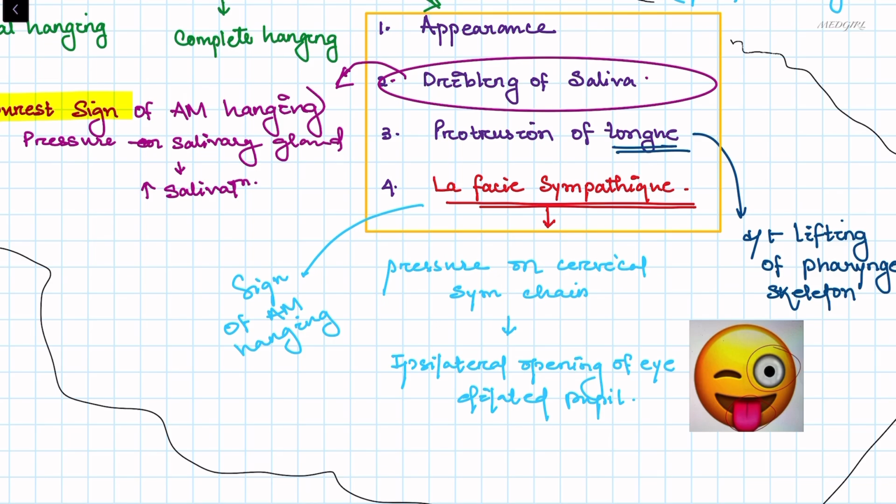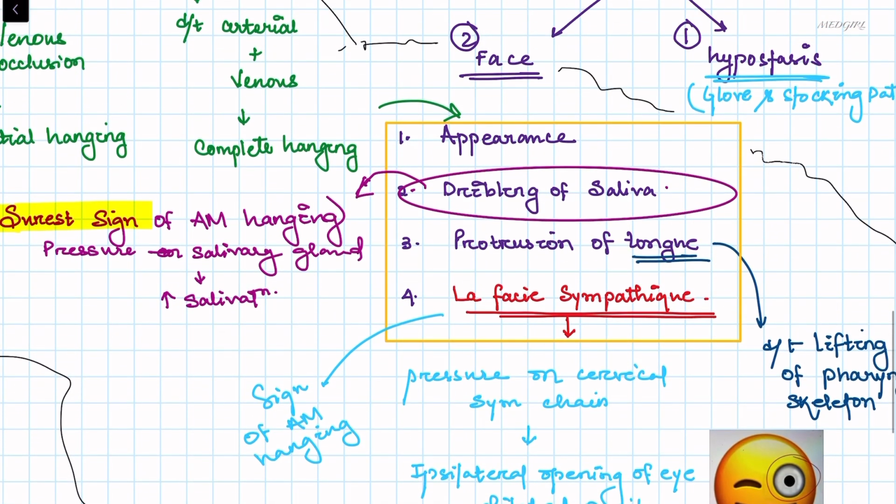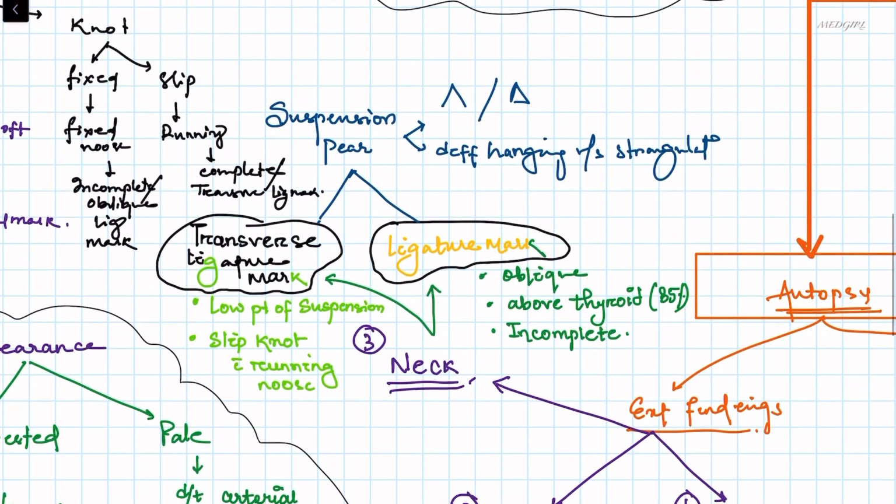It actually represents this la facies sympathicae. So this is about the face. Now coming to the neck. In the neck we can see the visible ligature mark. It can be oblique, above the thyroid in 85% of cases, and it is incomplete with a suspension peak.